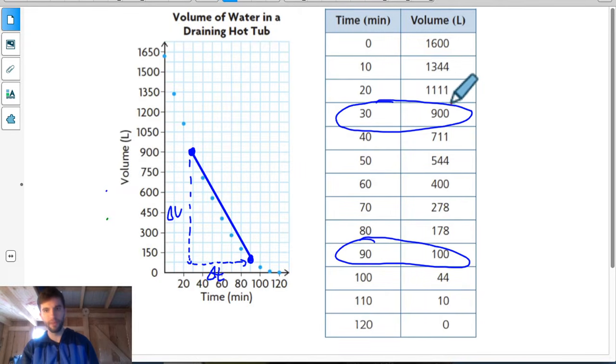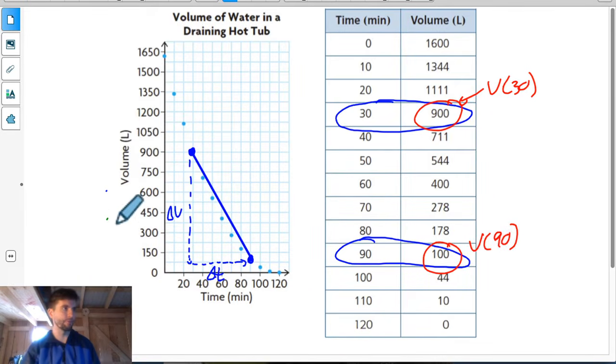So this point right here, this volume, this is the volume when time is 30. So I could call this v at 30. That's the volume at 30. That's the y value when x is 30. Or in this case, that's the volume when t is 30. And this y value, I could call that v at 90. That's the volume when time is 90. So this is going to be the important part of this lesson, using this new function notation.